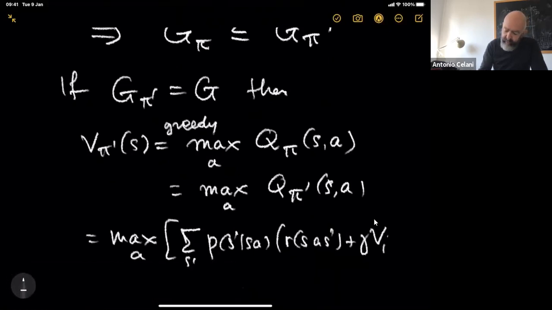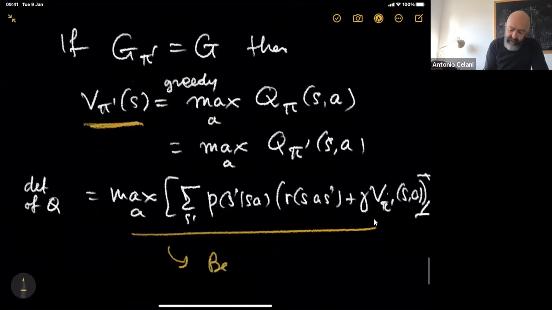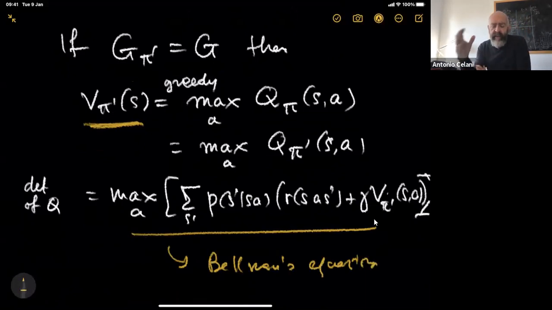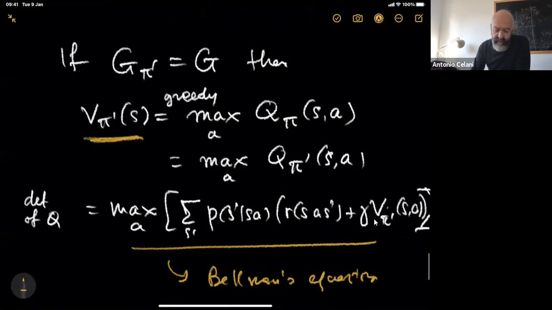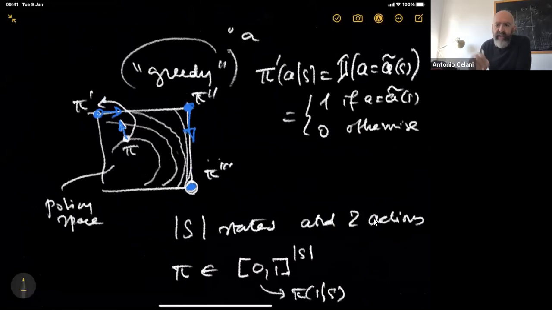Again, using the definition of Q. And now if you look at this object here, this equal to this, this is just the Bellman's equation. This is a sort of lengthy manipulation, nothing particularly interesting here, apart from the bottom line, which is that this process of using the gradient to visit all the corners of the policy space in order is guaranteed to bring you from one corner to a better corner and eventually reach, without exception, the optimal policy.